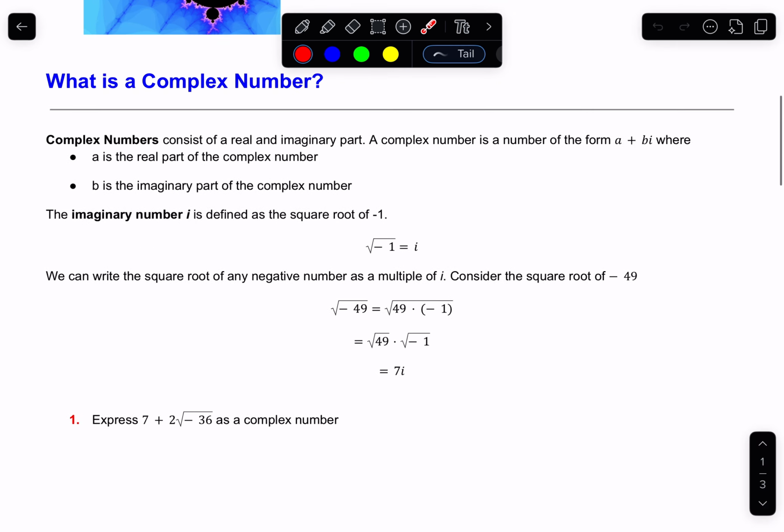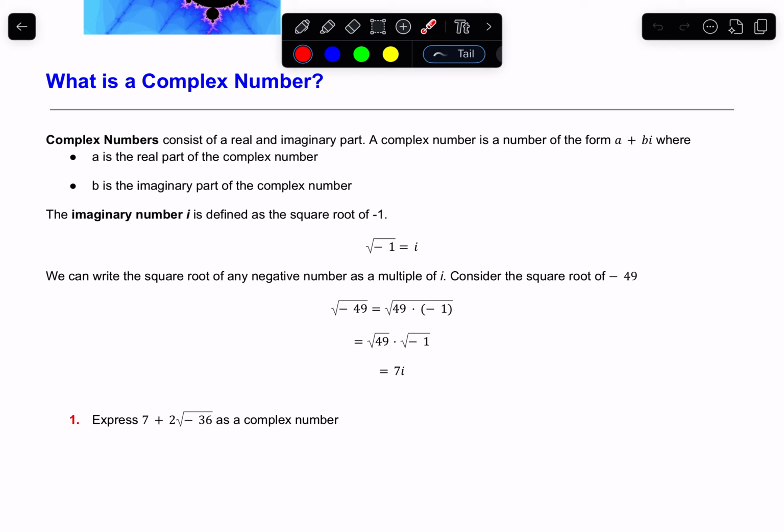All right, so now what is a complex number? A complex number consists of a real and an imaginary part, and its complex form looks like a plus bi, where a is the real part and b is the imaginary part. The imaginary number i is defined as the square root of -1.